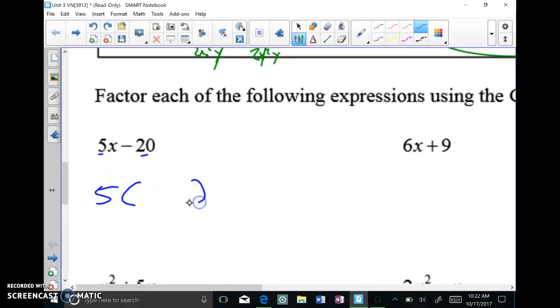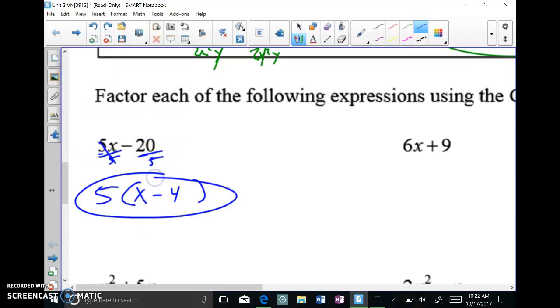And then in parentheses, I write the result I get when I divide by 5. 5x divided by 5, I'm just left with x. Negative 20 divided by 5 is negative 4. That's the answer. That's it. And again, they're very easy to check. I could just distribute this and see if I get back to where I started. Reverse distribution, that's what factoring is.